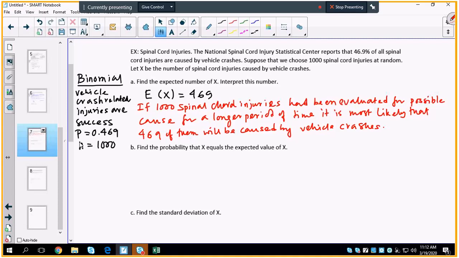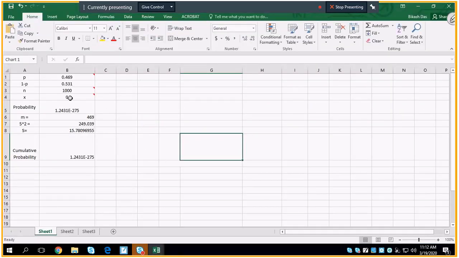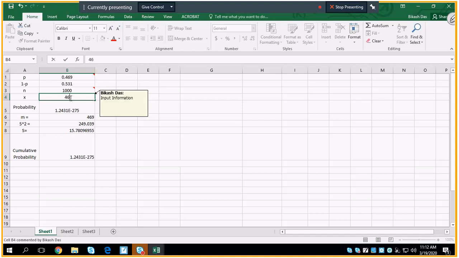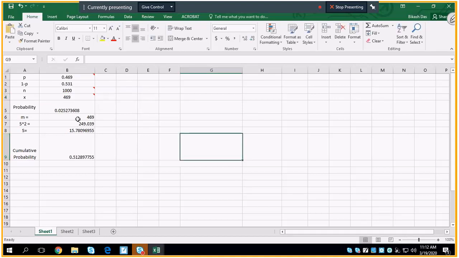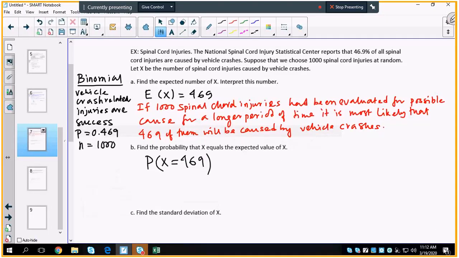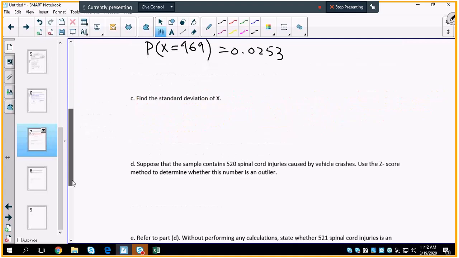Find the probability that X equals the expected value of X. So now I am asking you to find probability of X equal to the expected value, which is 469. This can be found. You just have to change the number of successes in the probability distribution table to 469. So 469 will give me the probability rounded to 4 decimal places as 0.0253.